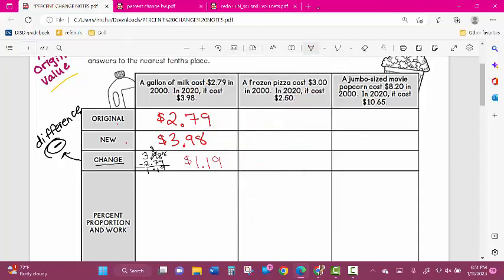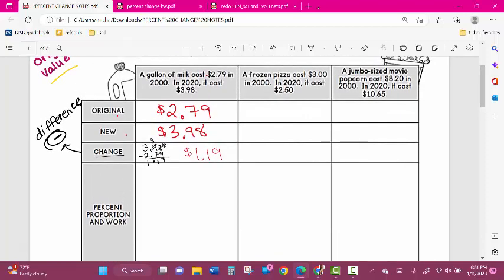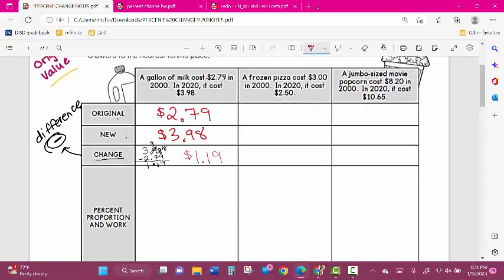Okay. Now we are ready to set up a proportion. So in all of these problems today, we don't know the percent change, right? So the x that we're looking for, our unknown, our variable, is going to be the percent, and percents are always over 100. Remember, the percent is talking about a percent change. Well, I know the change is $1.19. That change, though, was compared to the original price, $2.79. So I'll put $2.79 here.